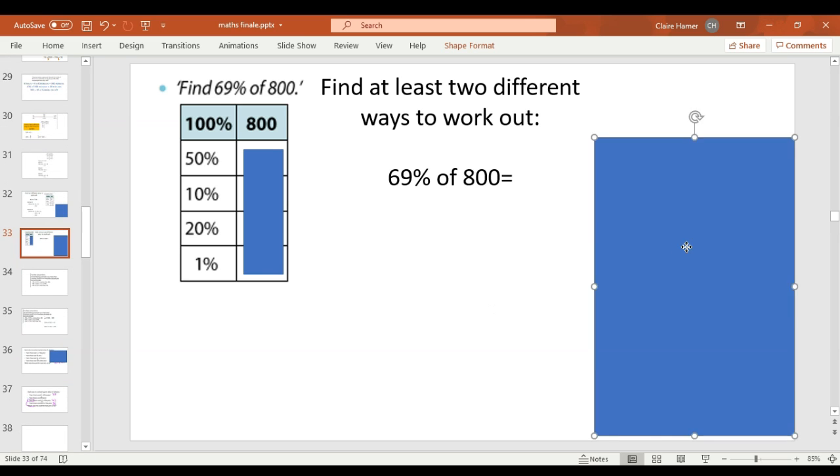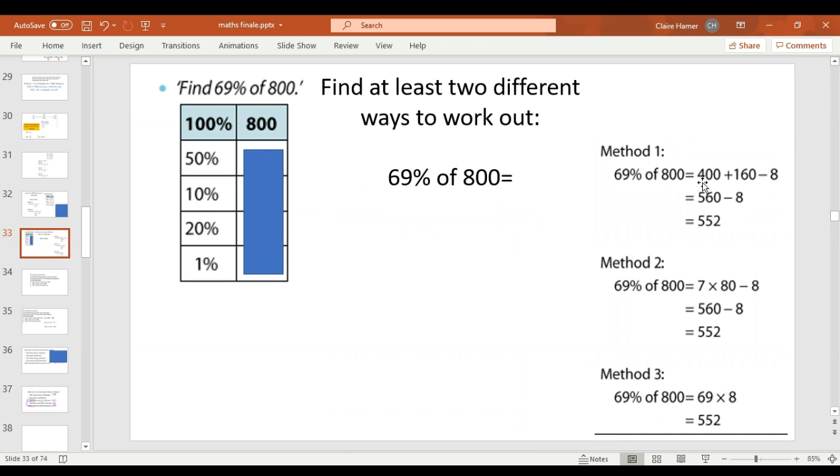Right, let me show you. Method 1. So you could have, hang on, let me reveal the other information as well. So you could have done 50%, add 20%, so that would get you to 70%, take away 1%. And I've got 552. Did you choose that way? You could have done 7 lots of 10%, take away 1%, and again, 552. Or you could have done 69 lots of 8. So that means they've just done 69 lots of 1%. Which one of these methods do you think is easiest? And have you found any different ways of working out the answer?